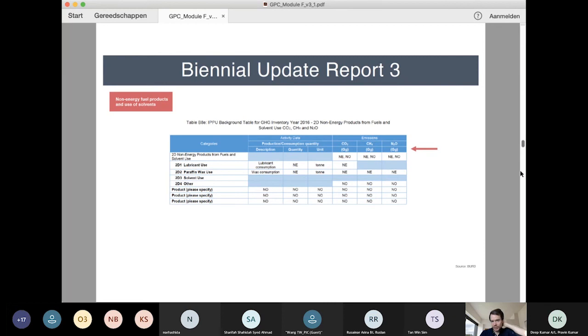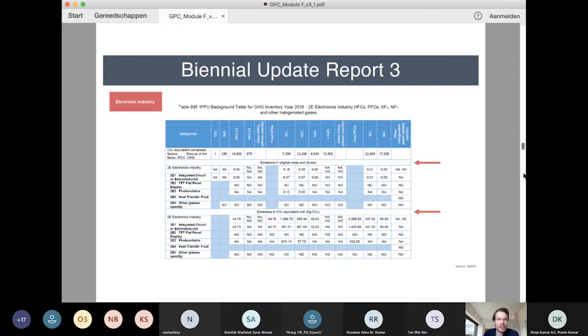This is the data we'll be using in Berth 3, and you've got the handouts and the slides where you have this data. So we have non-energy fuel products and use of solvents, and you've got the Berth 3 report. This is 2D. In this case, you can see just notation keys. The table is split into two, activity data and emissions data, but it's all notation keys, so we don't have to copy this because the assumption here is it's either not estimated or it's not occurring. So you can leave that one blank.